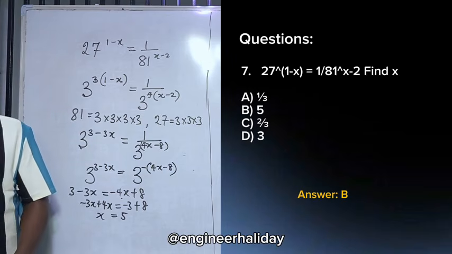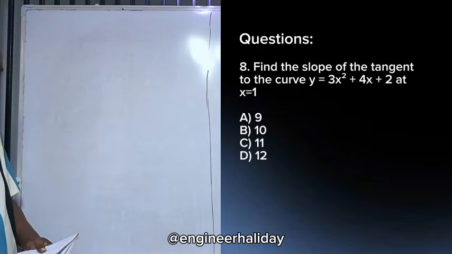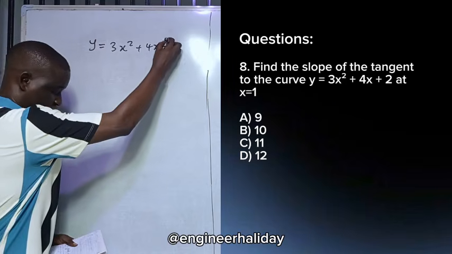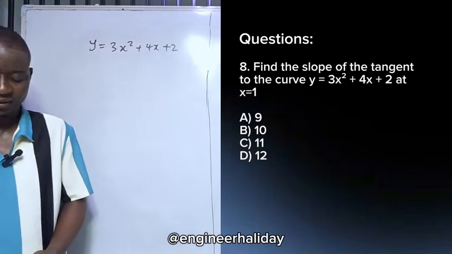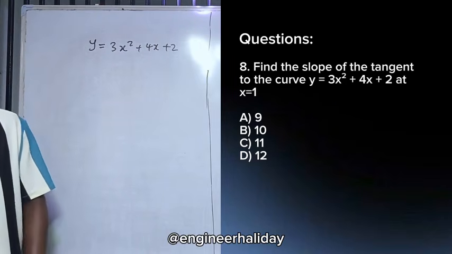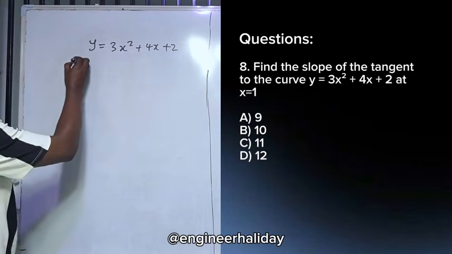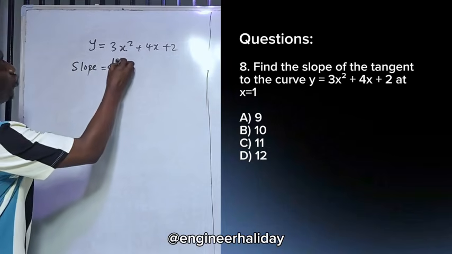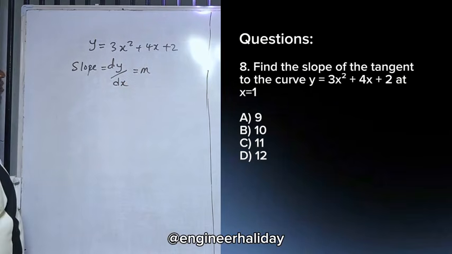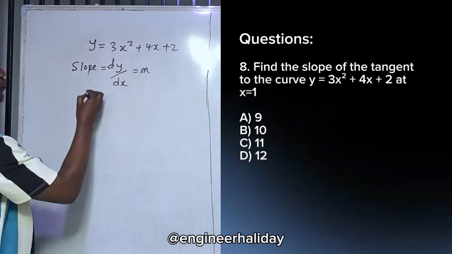Number 8. Let's go to number 8. Number 8 says find the slope of the tangent to the curve y equal to 3x squared plus 4x plus 2 at x equals 1. A, 9. B, 10. C, 11. D, 12. Now what I want to do is simply to find the slope. The slope is equivalent to dy over dx, which is equivalent to m as a symbol. dy over dx means the first derivative of this function. So what we are going to do is to differentiate this one.